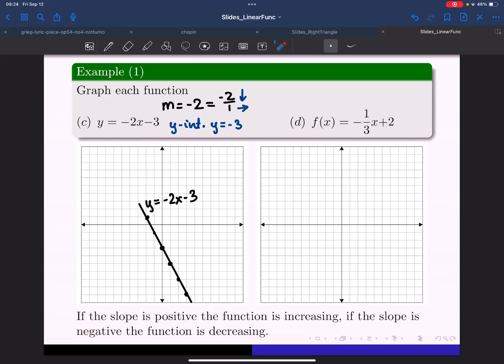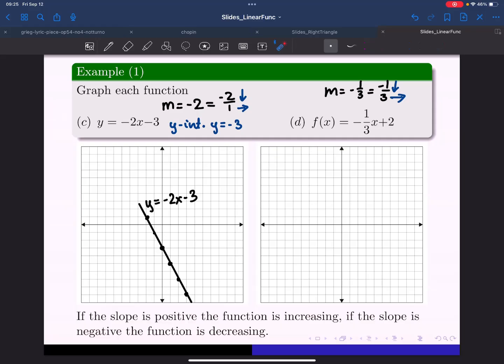Example D, we have f of x is equal to -1/3 x plus 2. The number standing by x is my slope. So my slope is m is equal to -1/3. That negative, we can put it to the top. So my slope is -1/3: we're gonna go down 1 unit and 3 units to the right.